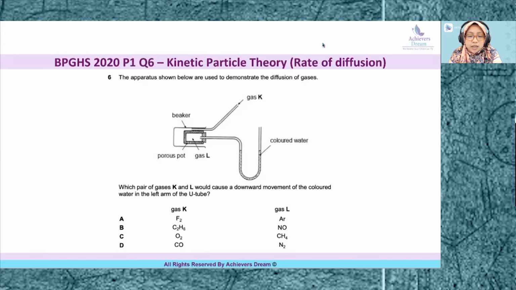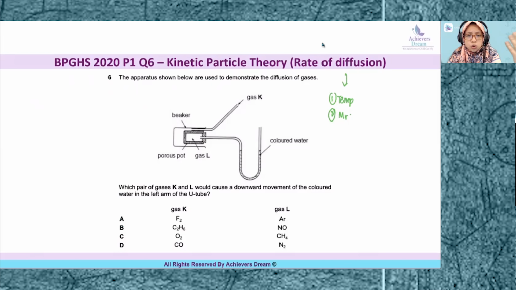Question 6 is actually testing students on the topic of kinetic particle theory, and the concept is on rate of diffusion, which is affected by two factors. Number one, temperature, and the second one will be the relative molecular masses of gases. Okay, so let's take a look at the question.